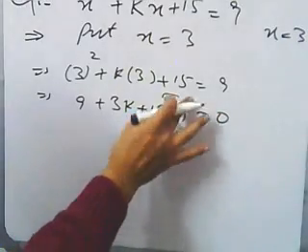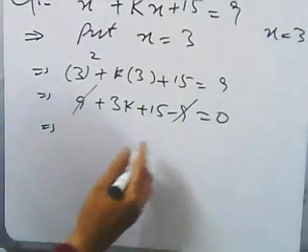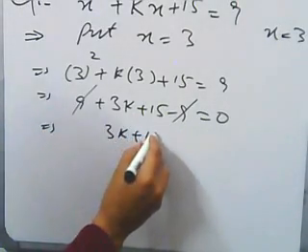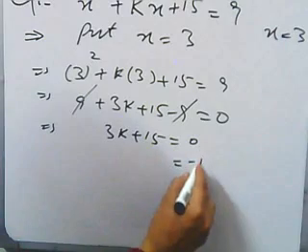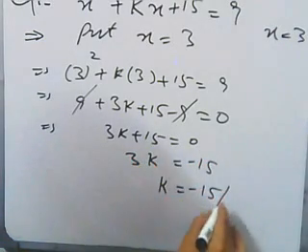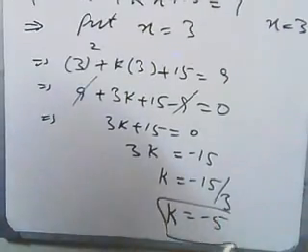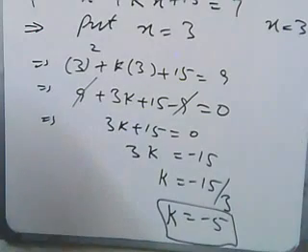So similar terms will be added. So 3k plus 15 is equal to 0, so 3k is equal to minus 15, and the value of k is minus 15 by 3, so the value of k is minus 5.